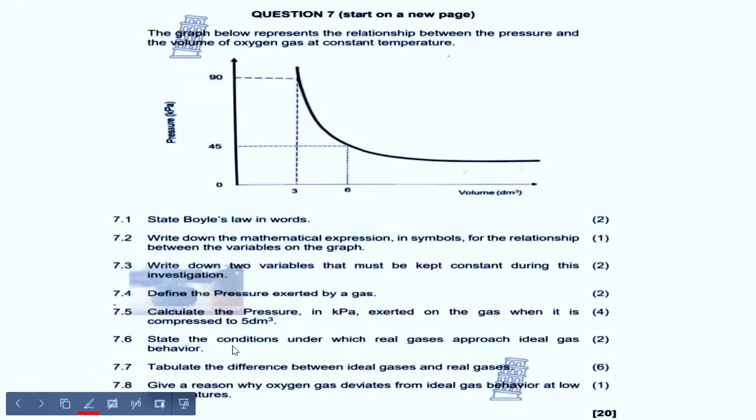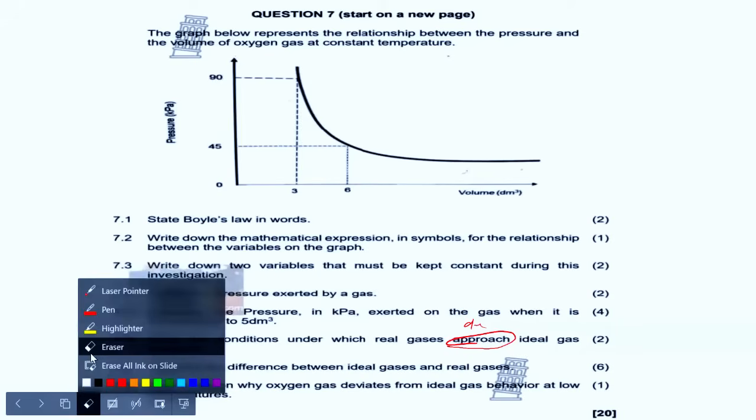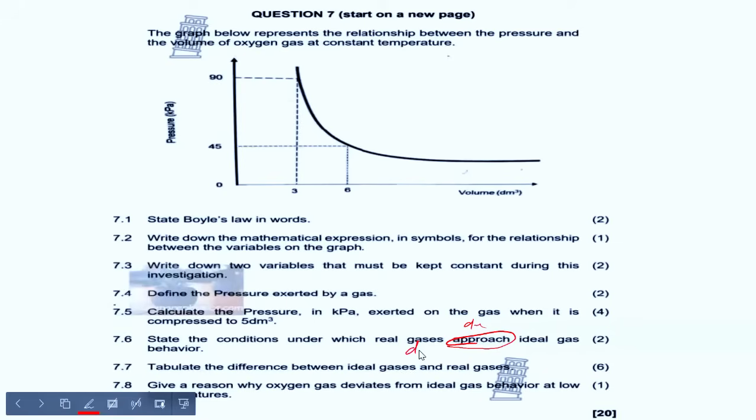Now, 7.6 says, state the conditions under which real gases approach... So look at this. This question comes in two different ways. They can say state the condition under which real gases approach the ideal gas behavior, or they can say state the condition under which real gases deviate from ideal gas behavior. I'm just going to answer both of these questions. I'm going to start by answering when it will deviate. Before we reach approach, let's answer when it will deviate.